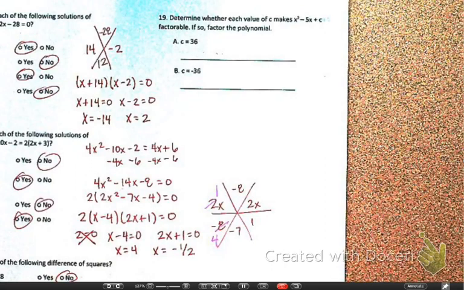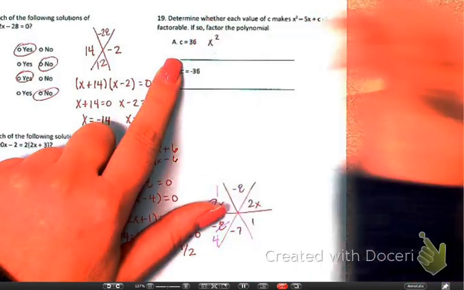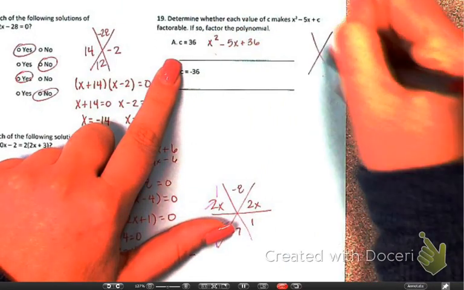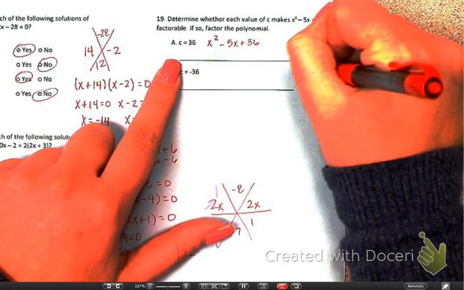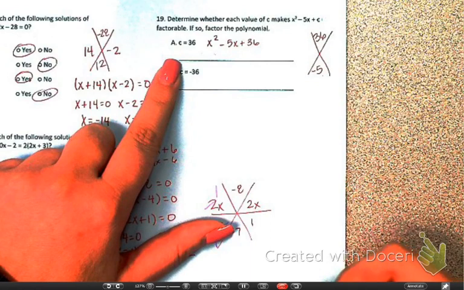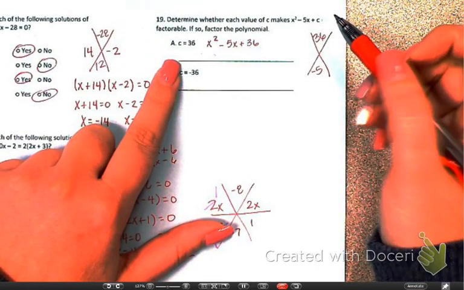All right. Last problem. Determine whether each value of c makes x squared minus 5x plus c factorable. If so, factor the polynomial. So all you're doing is taking c and plugging it in. So this first one would be x squared minus 5x plus 36. Can we factor that is what it's asking. Are there two numbers that multiply to 36 and add to negative 5? We're for sure that's a no? Yes. Everyone agree with that? Okay.